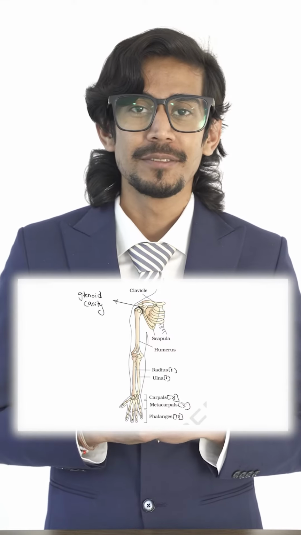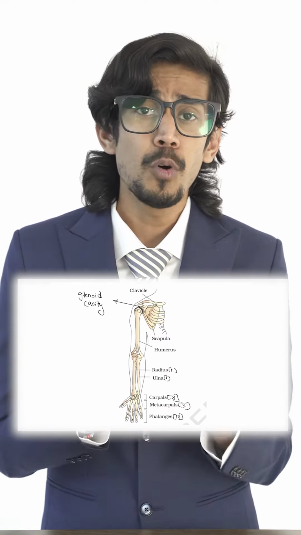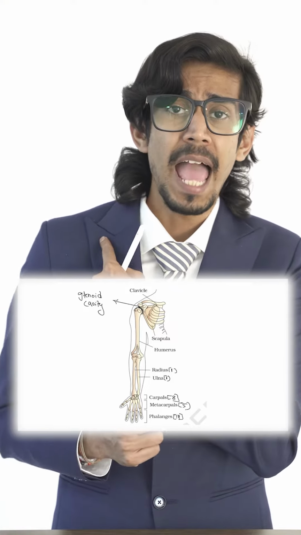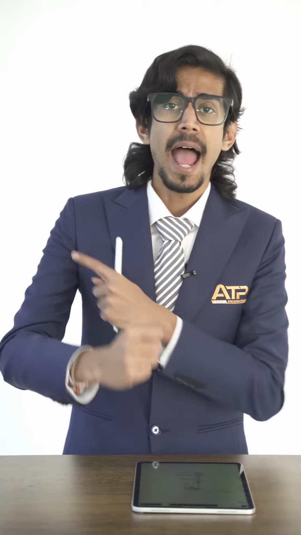Look at this figure. What is this? These are the bones of the pectoral girdle and the bones of the forelimb. Now, learning the names of the pectoral girdle and the forelimb is very important.